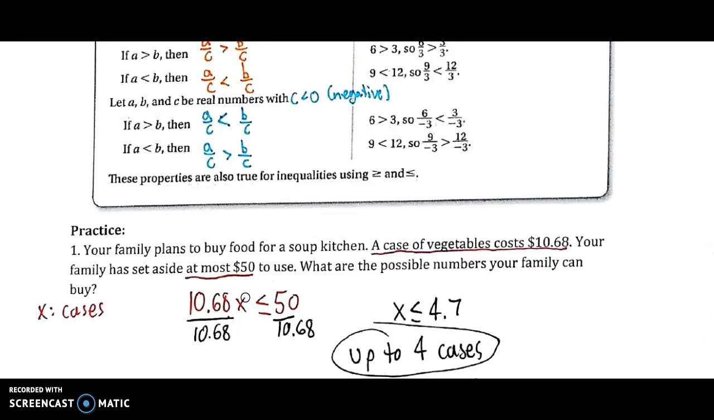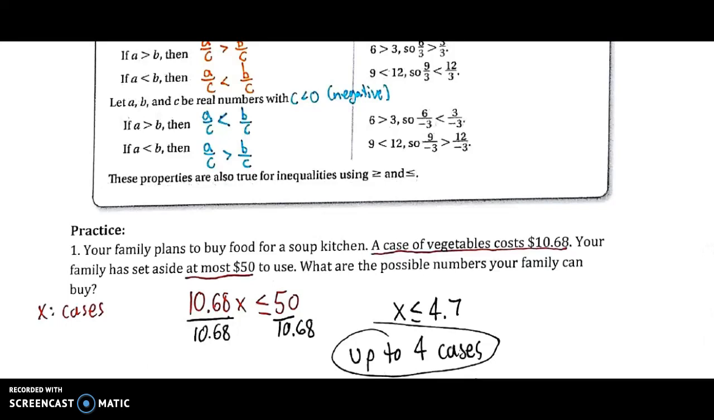And again, if every case is 10.68, I can just say 10.68, multiply that by the number of cases I want to buy. And that should be less than or equal to 50 because that's at most. To solve this, I just have to think the opposite of multiplication is division. So to get rid of that 10.68, I divide it on both sides. And since we divided by a positive value, I'm going to keep that sign the same. Less than or equal to is still going to say less than or equal to. For our word problem though, since x is less than or equal to 4.7 cases, we're going to say that we can buy up to 4 cases for your family if we want to donate that to the soup kitchen.